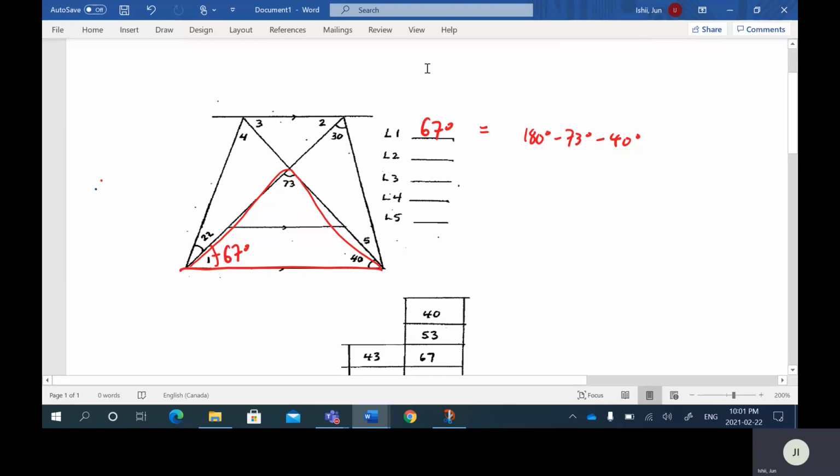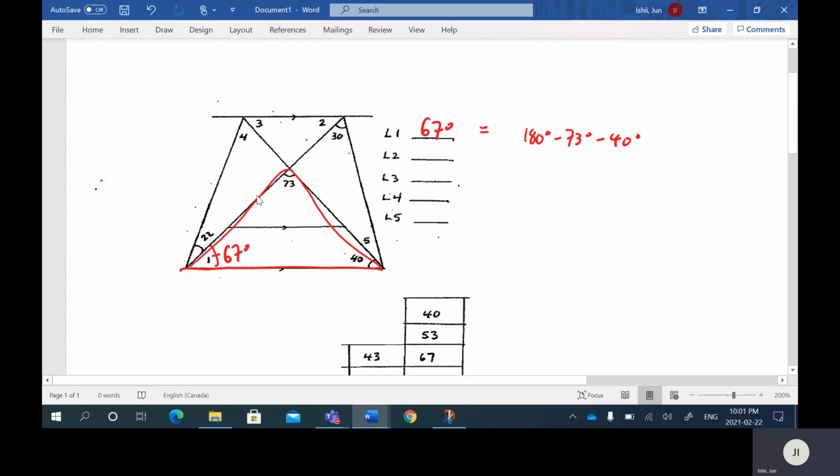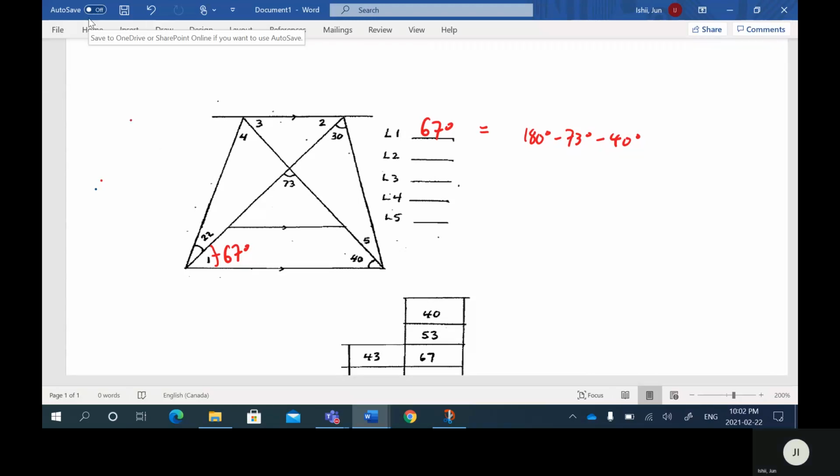All right, so now what I'm going to do here is I just find that red mark a little bit distracting, so I'm going to erase this. All right, so that's 67 degrees. Next up, I want to find angle 2.